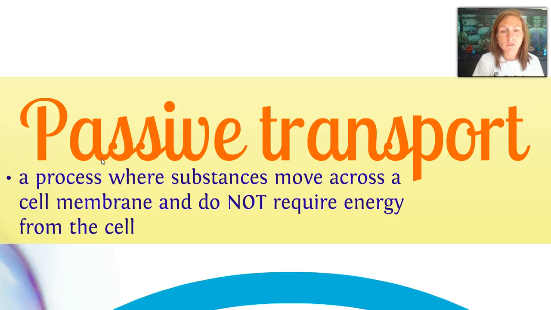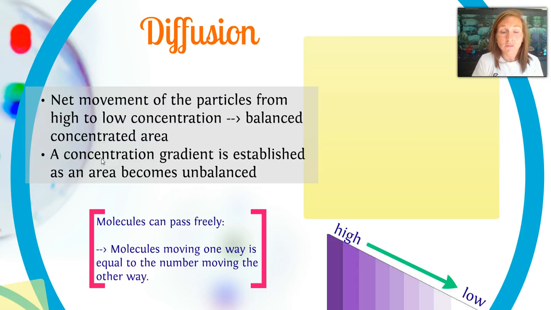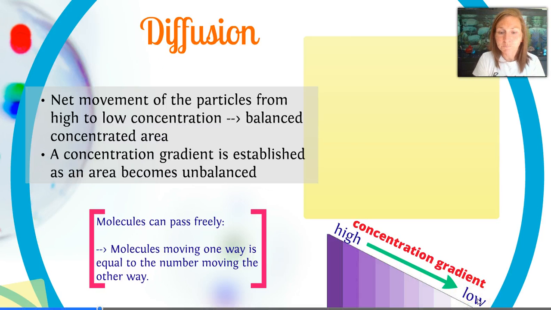We're going to talk about two types of transport. The first one is passive transport, where things move across the cell membrane without needing any energy. Diffusion is one of those types. It's a net movement of particles from a high to low concentration until that concentrated area becomes balanced. Now, a concentration gradient is established when an area becomes unbalanced, and you can use this diagram to visualize a high concentration and then a low concentration.